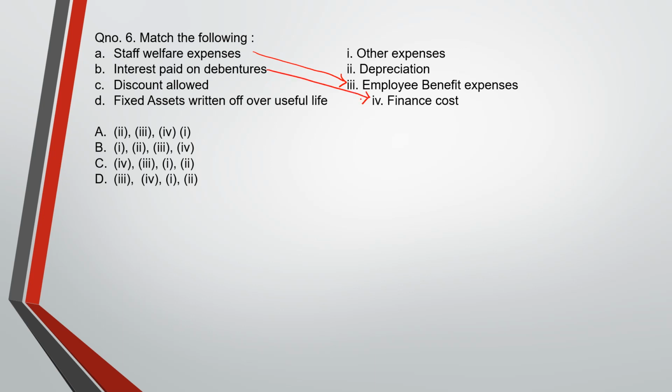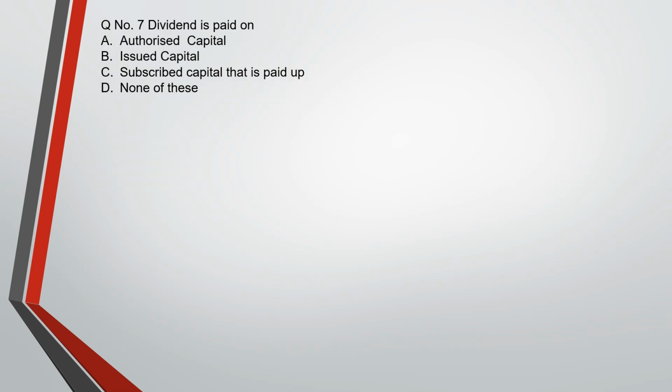So it is 4th. Then we have the discount allowed, which is an other expense, and the fixed asset written off over useful life is nothing but your depreciation. And therefore, the answer should be A4, A3, B4, C1 and D2. Therefore, if you see, option D is the right answer for this. I hope that is clear. Now moving on. Next question number 7.